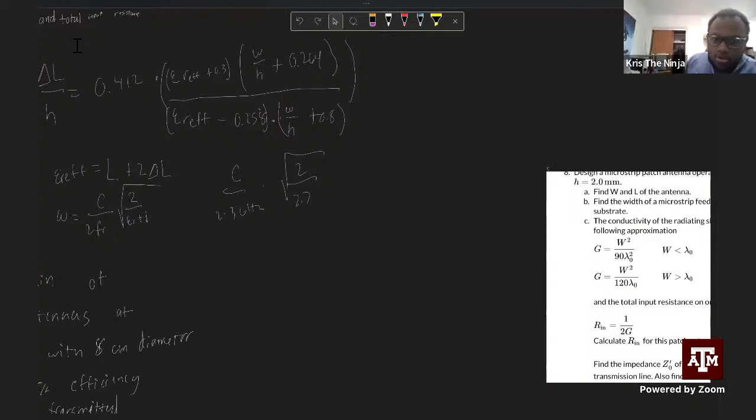So c over 2 times 3 gigahertz gives me 0.5. Then I multiply that by the square root of 2 divided by 2.7. That gives me W equals 43.0 millimeters.